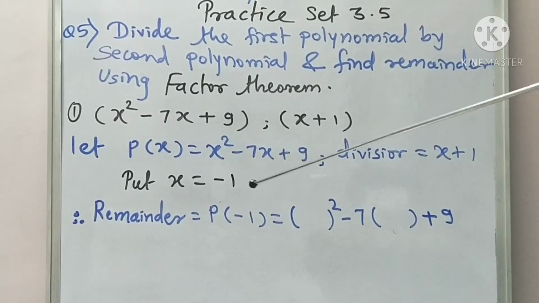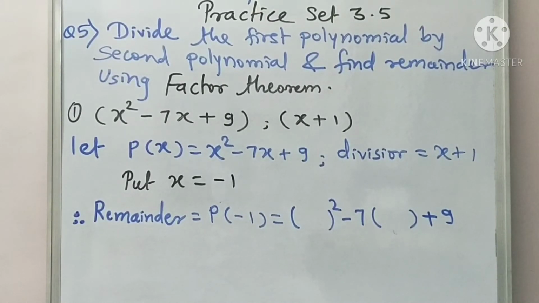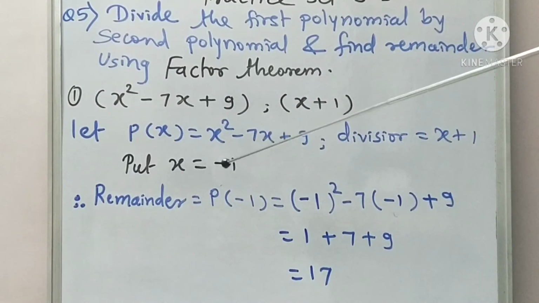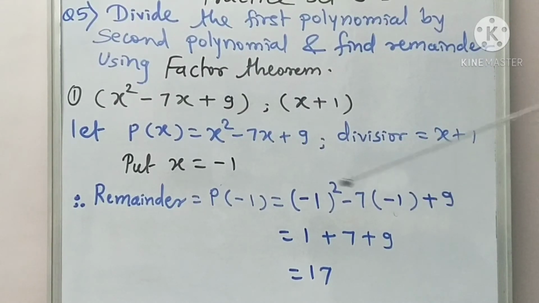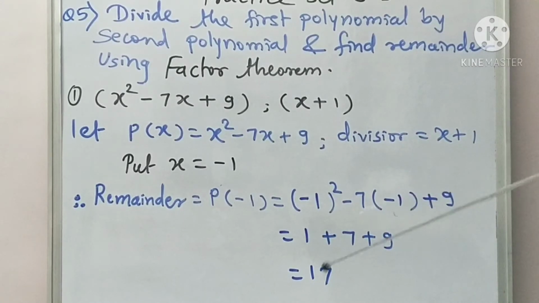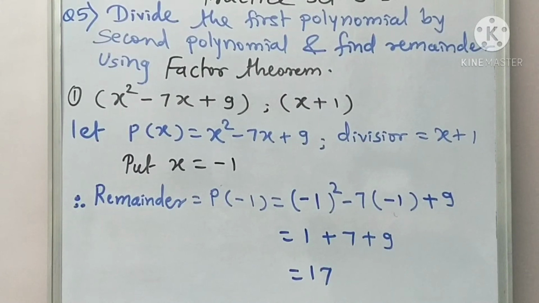So put the value of x equal to -1 here and simplify it and give me the correct answer as remainder. Is it correct? As we put x equal to -1 here, square of -1 minus 7 into -1 plus 9. Okay, square of -1 is 1, minus minus product is plus, 7 ones are 7, plus 7 plus 9, 9 plus 1 is 10, 10 plus 7 is 17, which means the remainder of that division is 17.